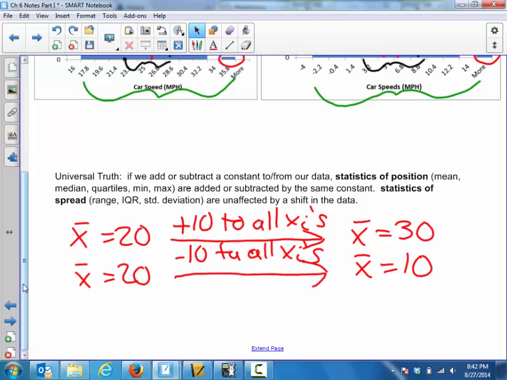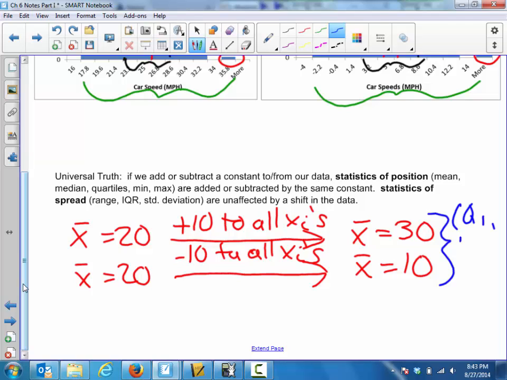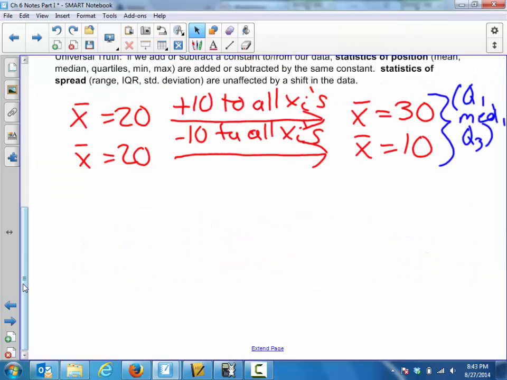So x bar is a measure of position, and we said the universal truth was that statistics of position, when we shift in this way, are all added or subtracted by the same constant. Likewise, if you had quartile 1 at 20 and added 10 to all your data values, quartile 1 would jump up to 30, just like x bar did in this particular case. So examples that would be affected this way: quartile 1, the median, quartile 3, etc. Anything that measures position for the distribution.